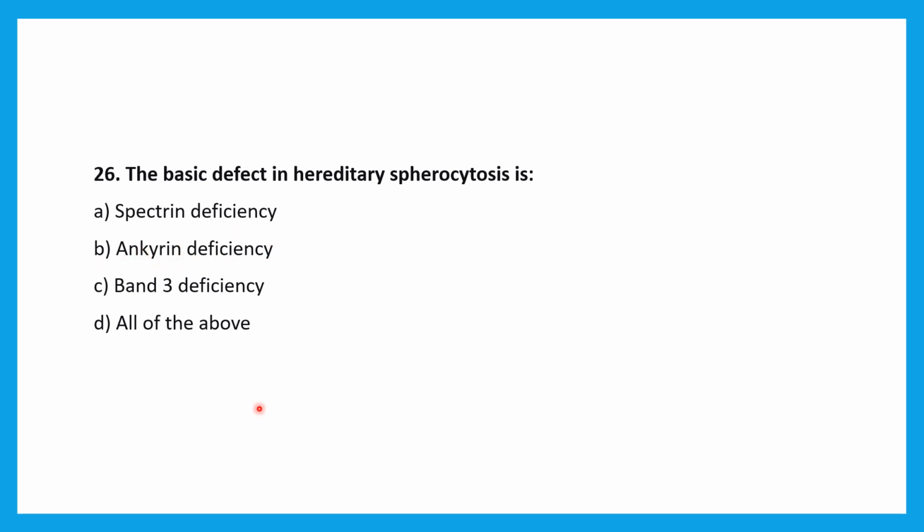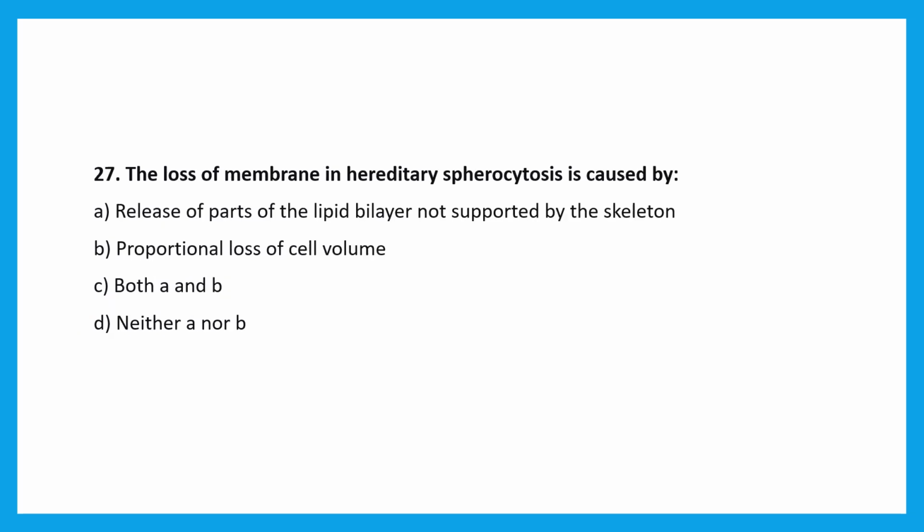But in this case, according to question number 26, the basic defect in hereditary spherocytosis is, we'll say, all of the above. If the question were phrased otherwise, we could understand, but we are not asking which one is the most common basic defect. All these are basic defects. This question was supposed to be phrased differently, so you need to just understand the English here. So number 26, that's the answer.